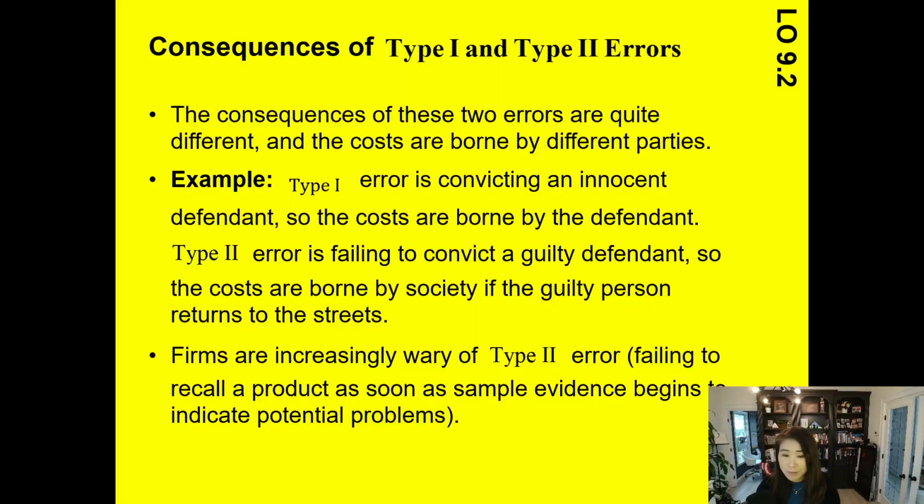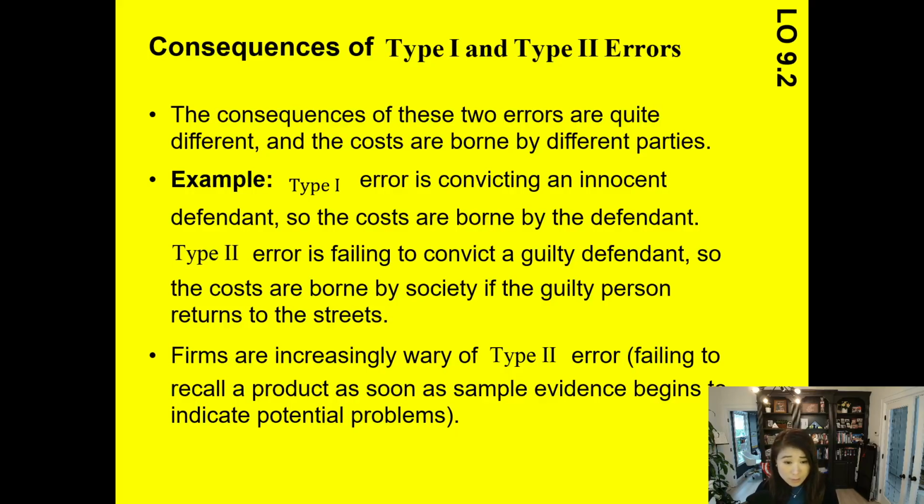So let's look at the type 1 error in civil law, which the previous video talked about. H0 is we assume the person is innocent, and the alternative H1 is we assume the person is guilty, right? So H0 is the person is not guilty, the alternative is the person is guilty. A type 1 error will be convicting an innocent defendant, so the costs are borne by the defendant. You can think about a type 2 error as failing to reject H0 for a guilty defendant, so the costs are borne by society if the guilty person returns to the street.